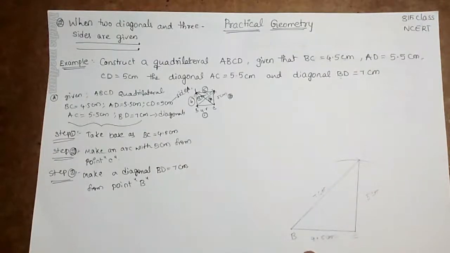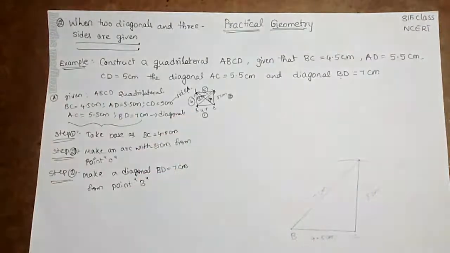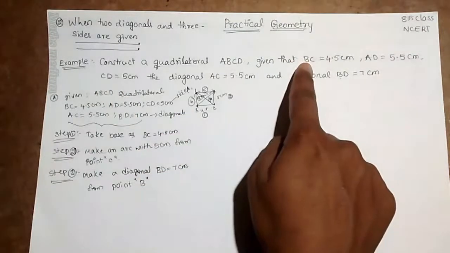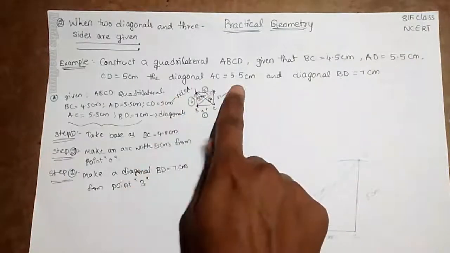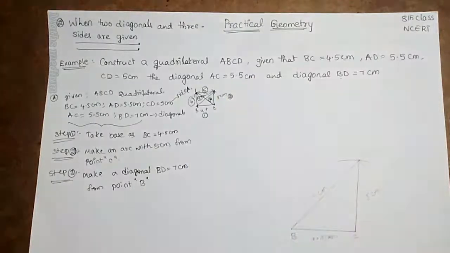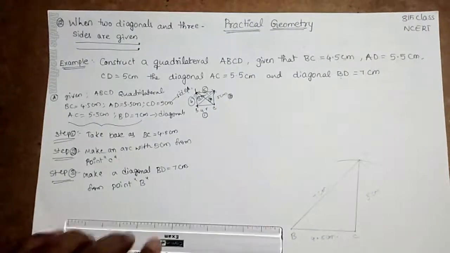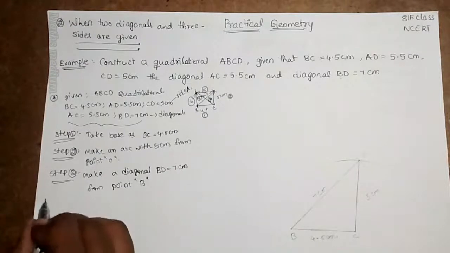Now we have to construct another triangle to get a quadrilateral. So now CD equal to 5 centimeters is over. BC equal to 4 centimeters is over. AD we have to construct. Skip this. And diagonal AC equal to 5.5 centimeters. Now start from C. Make a diagonal from C. So let's write the step.